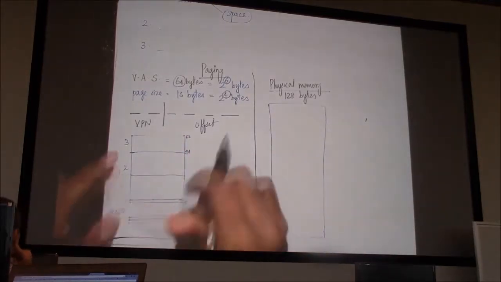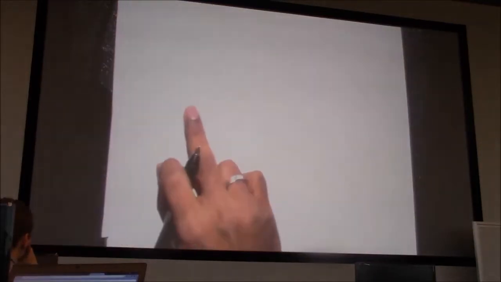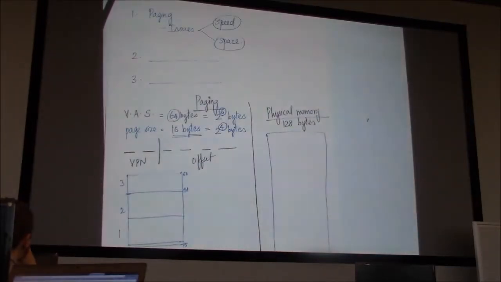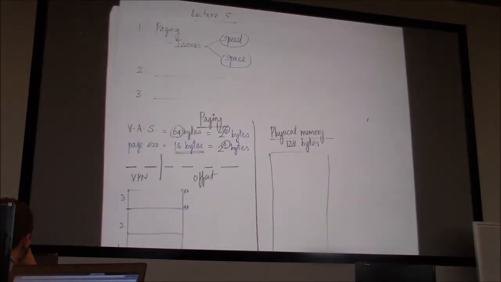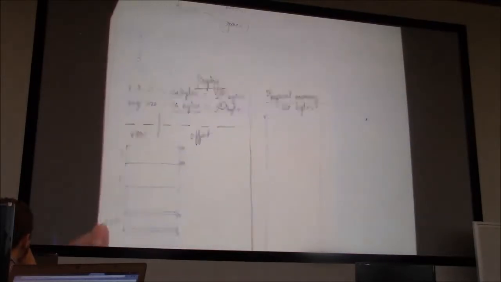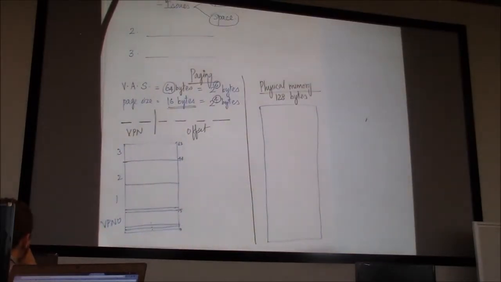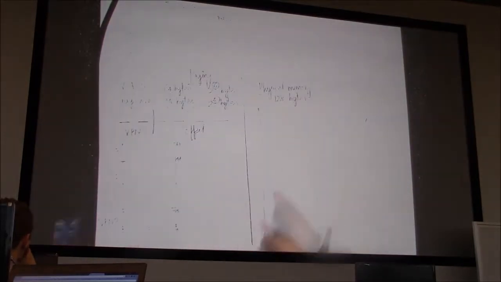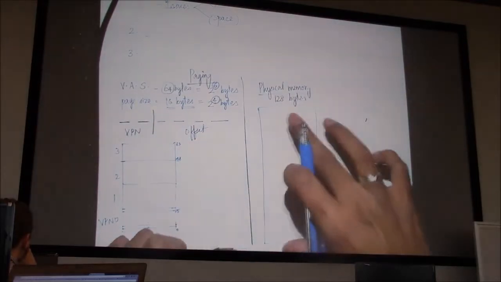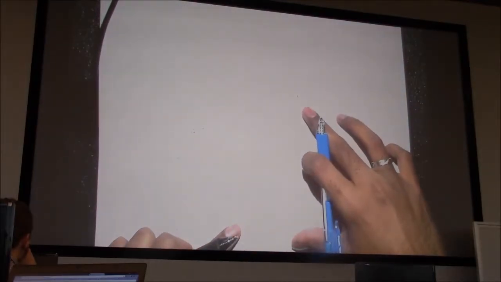So since we already have fixed the page size, or we are assuming the page size to be 16 bytes, we are going to have 8 pages here in the physical memory.